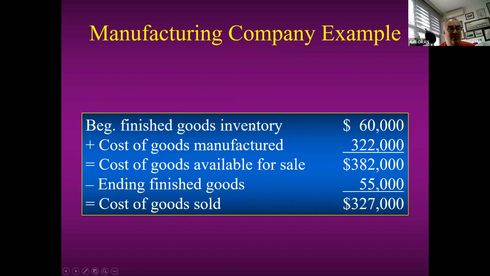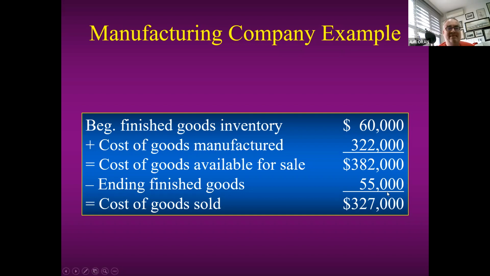Well, beginning finished goods inventory, 60,000, plus from our previous calculation, cost of goods manufactured, 322,000. Adding these two together, 382,000 is our total cost of goods available for sale. So if we sold everything we had, everything in the warehouse, everything on the shelves, this could potentially be your maximum cost of goods sold.